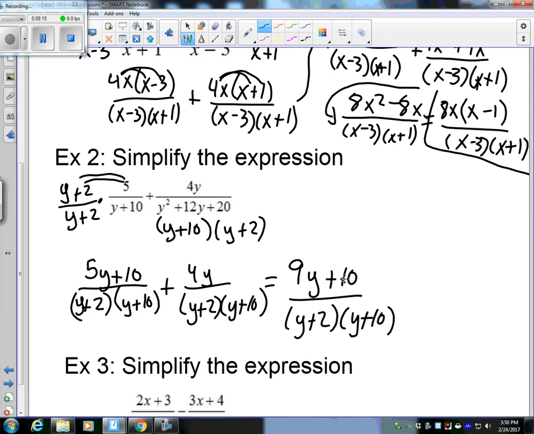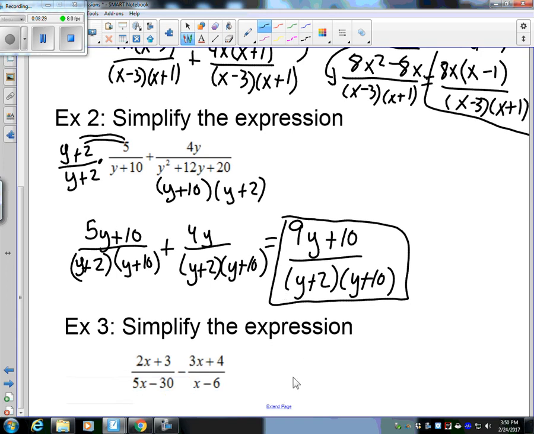Look to factor the numerator. Nothing to factor in 9y plus 10, and there's no denominator factor that's exactly like it, so there's nothing to simplify. And now we have our final answer. Last problem.